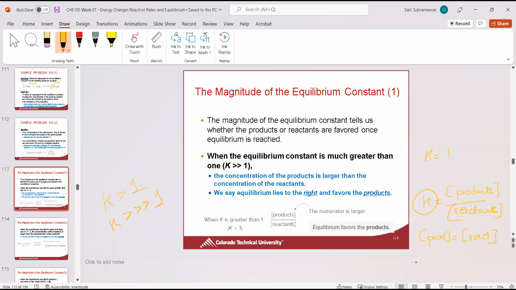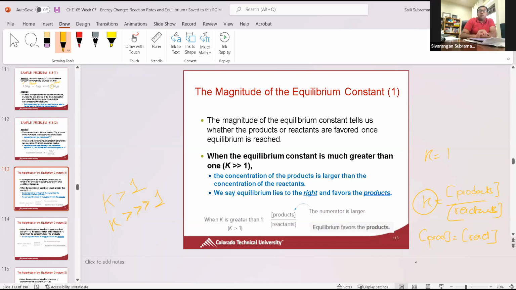So what happens is, if the K value is significantly greater than 1, the numerator is greater than the denominator, and the numerator being products, what you're trying to say is that the equilibrium favors the product, or in other words, the equilibrium favors the right-hand side.